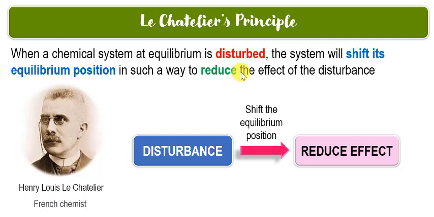The changes in condition will make a system no longer at equilibrium. The system has an ability to adjust itself and reattain equilibrium. This phenomenon is described by Le Chatelier's principle. When a chemical system at equilibrium is disturbed, the system will shift its equilibrium position in such a way to reduce the effect of the disturbance.